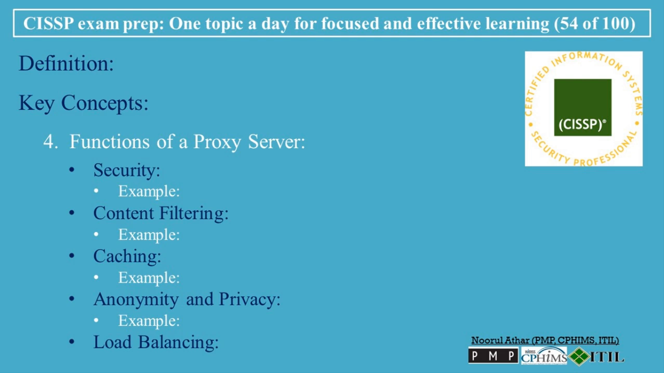Load balancing. Reverse proxies are often used for load balancing, distributing incoming requests across multiple servers to improve performance and provide redundancy. Example: a reverse proxy distributes traffic across a pool of web servers to ensure that no single server is overwhelmed with too much traffic.